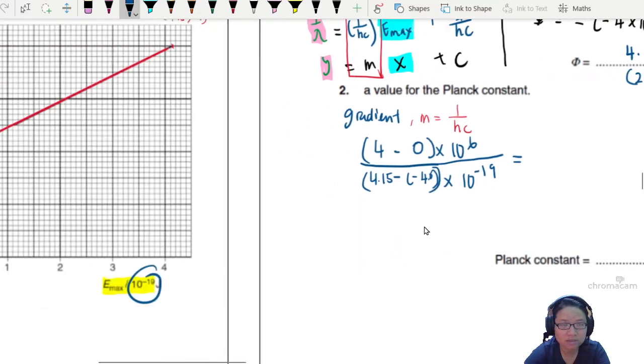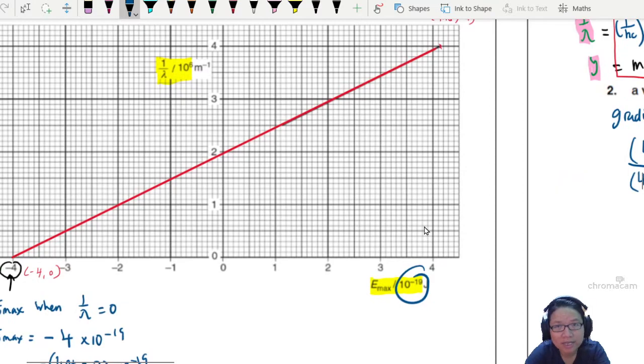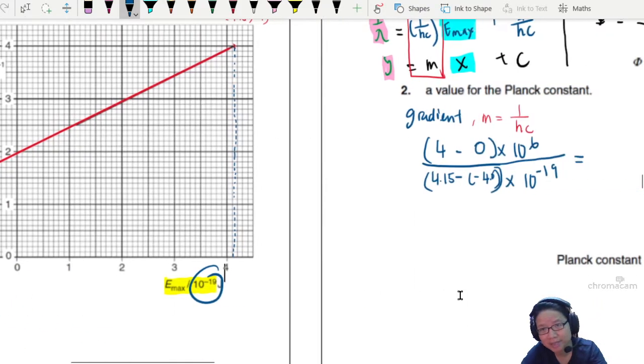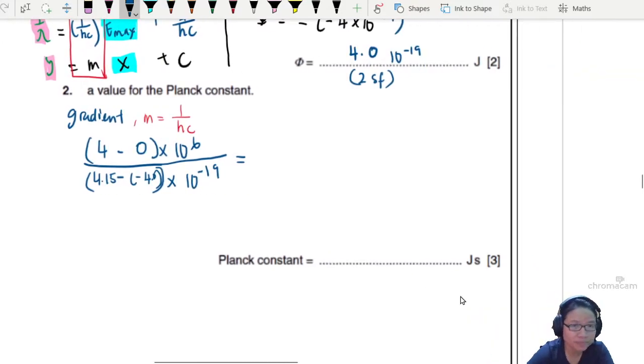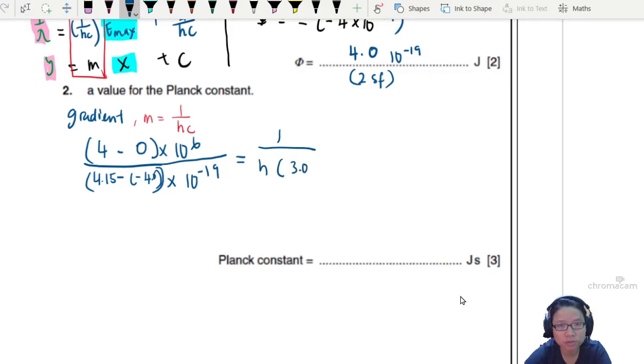Even nicer, I will draw the triangle. You draw also, you have a ruler. I don't have one. This is a test of my sanity on the tablet. But if you have a ruler, you can draw a pretty nice right angle triangle. So from here, this is 1 over Planck constant times the speed of light. So this one you can use times 10 to the power of 8.